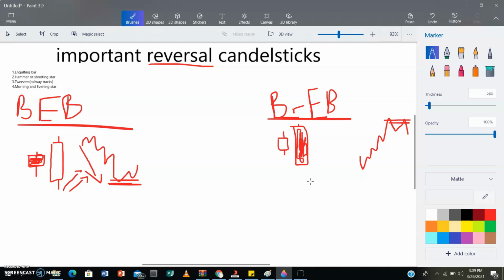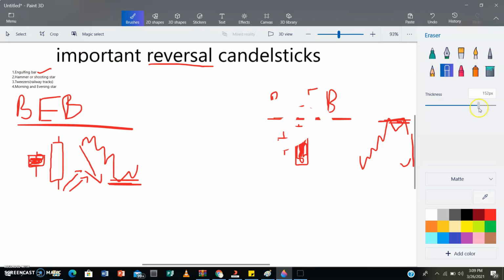Basically the bearish engulfing bar tells us that the buyers were in control. This is why we have this first bullish candlestick, and then the sellers kicked in. This is why we expect it to happen at the peak where we are about to go down. So we're done with the engulfing bars.